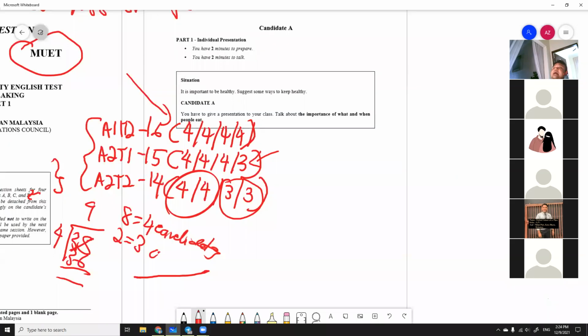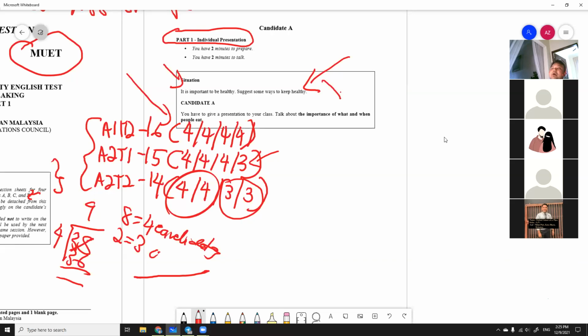You can see, this is the question for candidate A. For each candidate, you will be having two parts of questions for speaking. You have part one, individual presentation. For each candidate for part one, you will be asked similar questions. I will show you one by one. Candidate A, you have 2 minutes to prepare, you have 2 minutes to talk. The situation would be, it is important to be healthy. Suggest some ways to keep healthy. So you will be talking about the importance of what and when people eat.